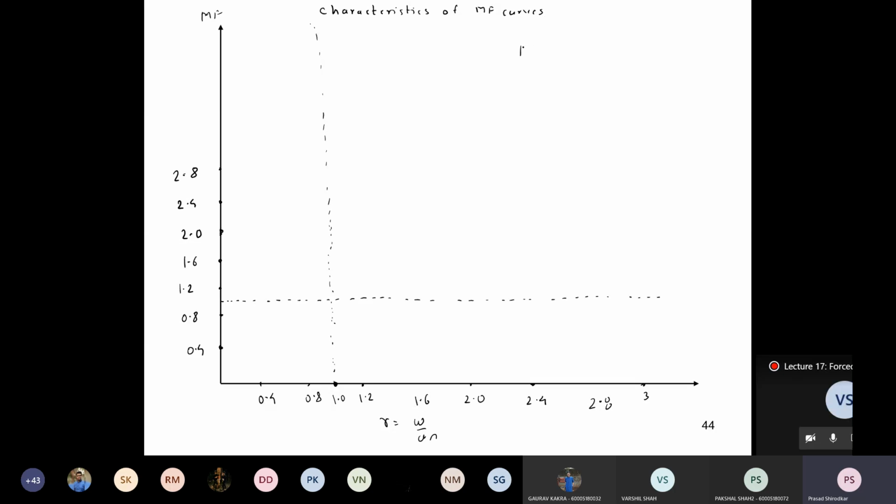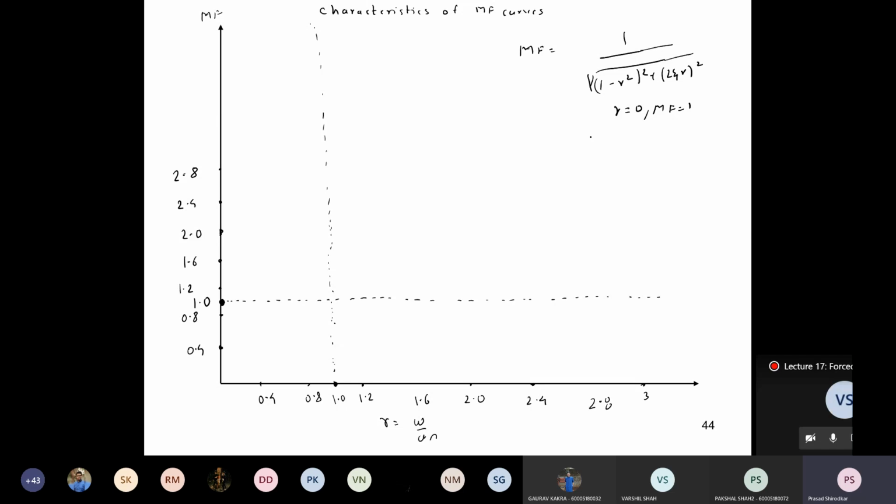Okay. So your magnification factor is 1 upon the square root of (1 minus r squared) whole squared plus (2 zeta r) whole squared. All right. So when r is equal to 0, your magnification factor is 1, right? Your magnification factor is 1. So all the curves are going to start from this point. So this is 1.0. Right?